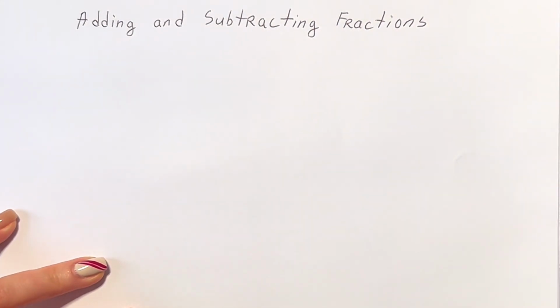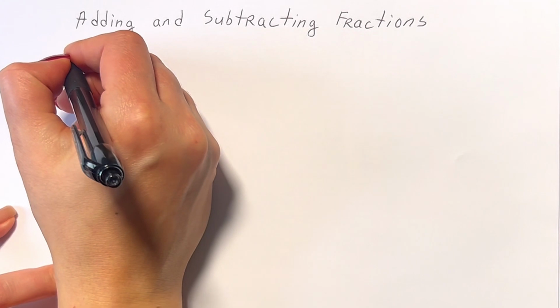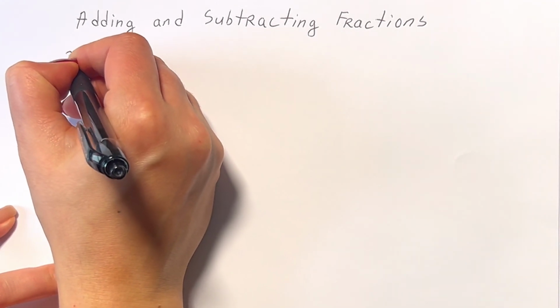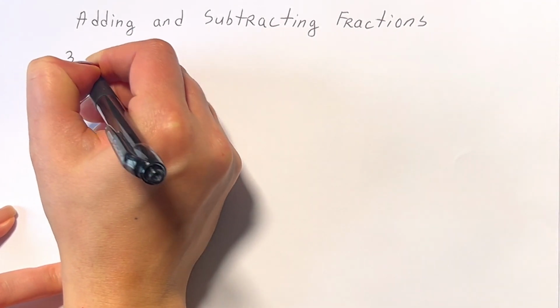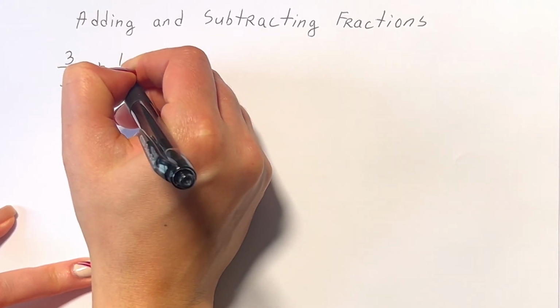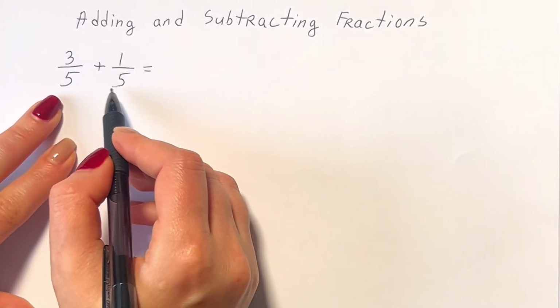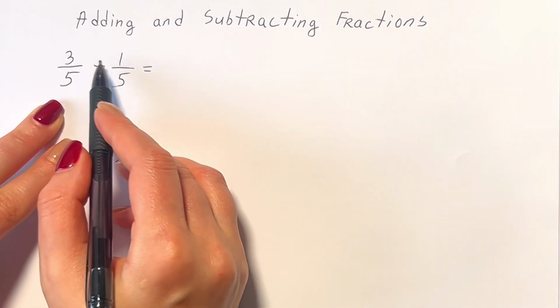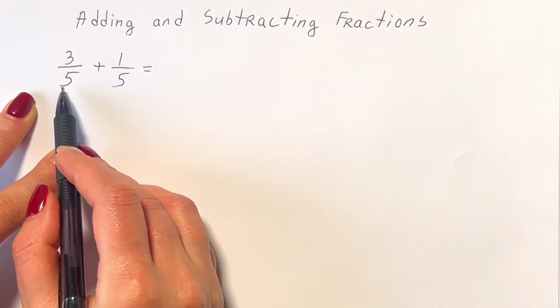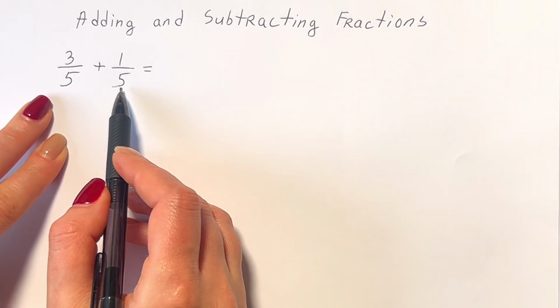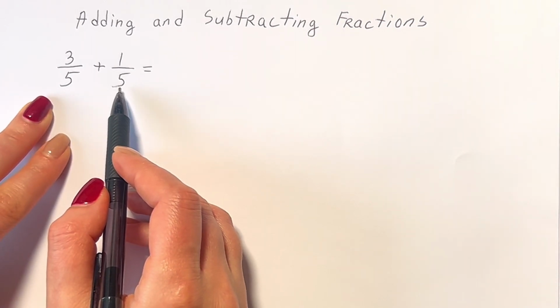In today's video, I'm going to teach you how to do addition and subtraction with fractions. For example, we have 3 over 5 plus 1 over 5. If the denominator is the same, we're just going to combine the numerators, because if the denominator is the same, it means it's the same amount of pieces and the same size.